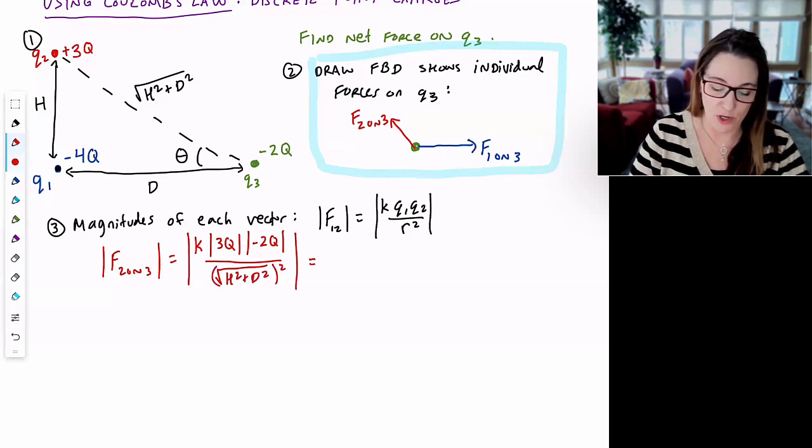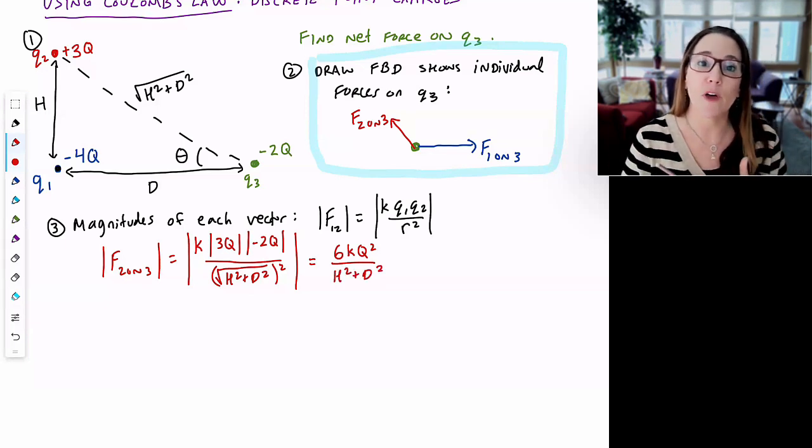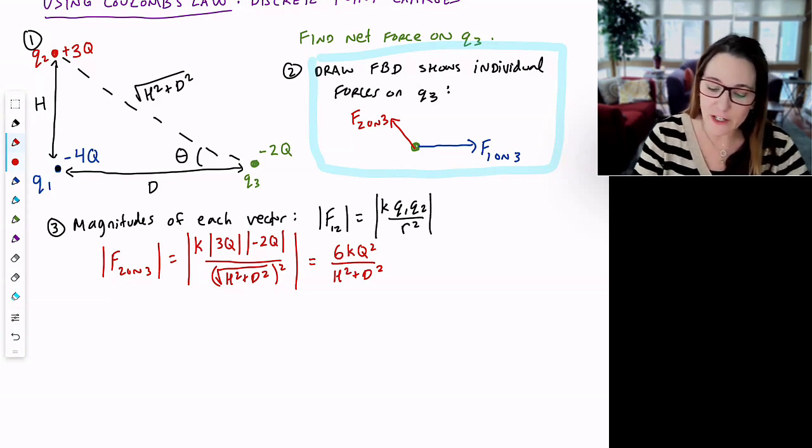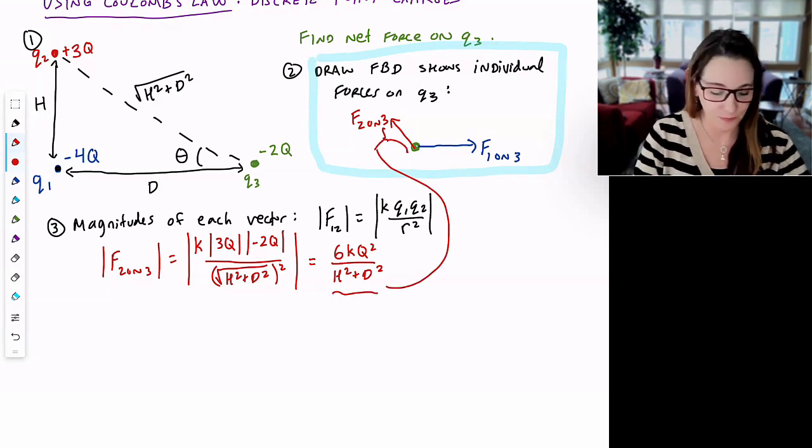And so when I then work this out, I can see that I end up with a 6K capital Q squared all over, and then this bottom is just h squared plus d squared. And again, I took the absolute value, that's just a magnitude at this point. That is literally the length of the vector, right? The magnitudes are the length of that vector.